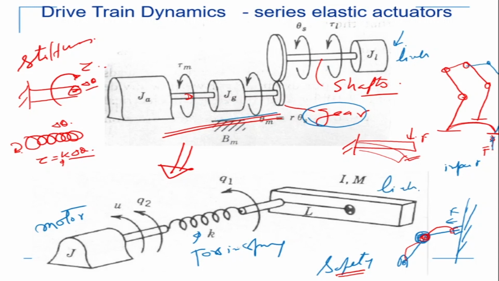So compare the figure at the top and the figure at the bottom. Here it is directly connected. Here there's a torsion spring. Now you can imagine that the motor is going to produce some torque tau. Because of this torque tau m being produced by the motor, the spring will have its own k. So tau m is equal to k into del theta.